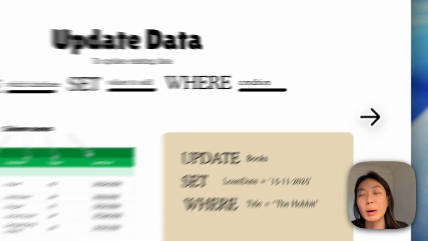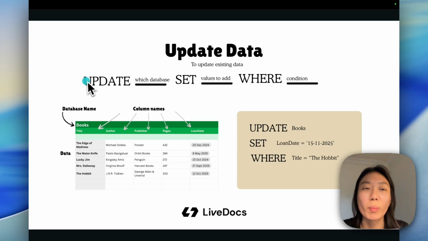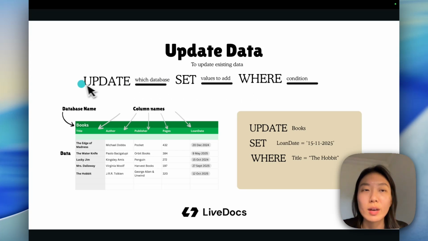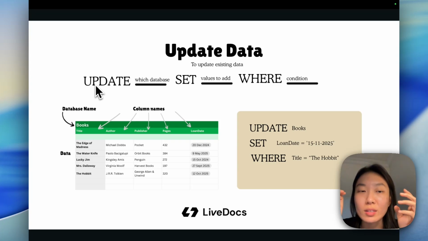And then of course you need to update the data. So how do you update it? This is the command: update which database, set, where conditions. To turn it into English, it's like update which database and set the value into this where the title is The Hobbit.